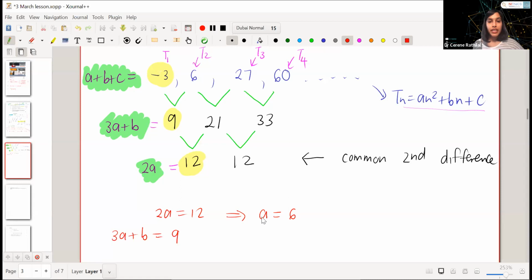3a plus b equals 9, but I also know that a is 6 because I've just solved it, right? So that means I've got 3 times 6 plus b equals 9. So what does that now tell me about b? So firstly, 3 times 6 is 18. So therefore, b equals 9 minus 18. Do you agree? And therefore, b equals, so let's come to the chat box. Lots of comments. Yep.